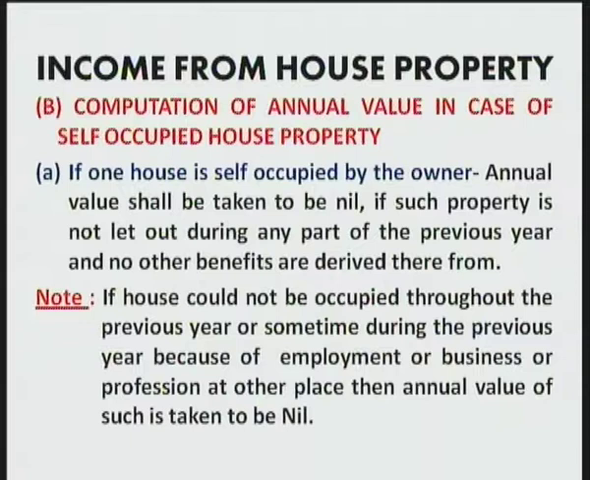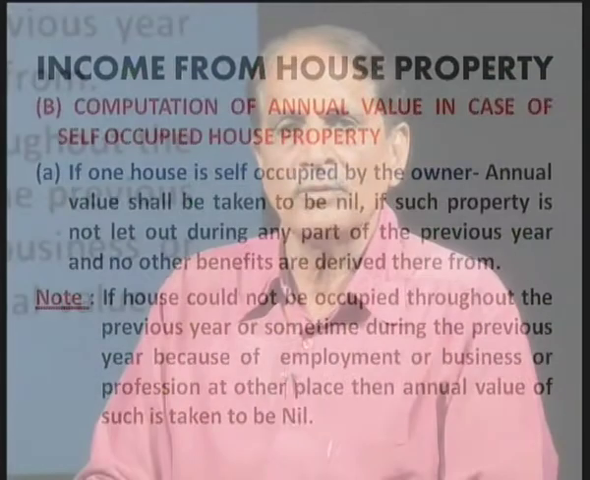If the house could not be occupied throughout the previous year or sometime during the previous year because of employment or business or profession at another place, then the annual value of such house is taken to be nil. It means whenever a property is reserved for the residence of an assessee and remains vacant throughout the previous year only on account of the profession or employment of the assessee elsewhere, and during that period the assessee has not taken any benefit from that property, then the annual value of that property will be taken to be nil.